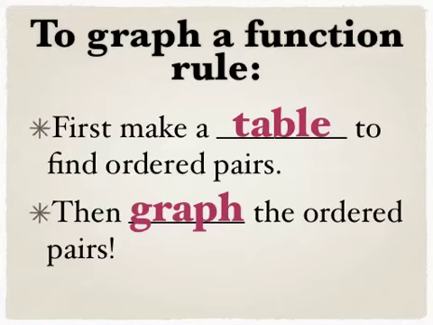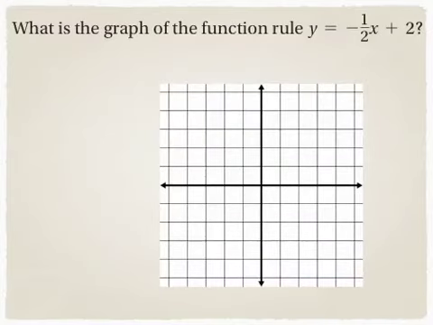You're going to make a table to show corresponding x and y or input and output values to form ordered pairs, and then you're going to graph the ordered pairs on a coordinate plane, and you will have graphed a function. The first example says, what is the graph of the function rule y equals -1/2 x plus 2?